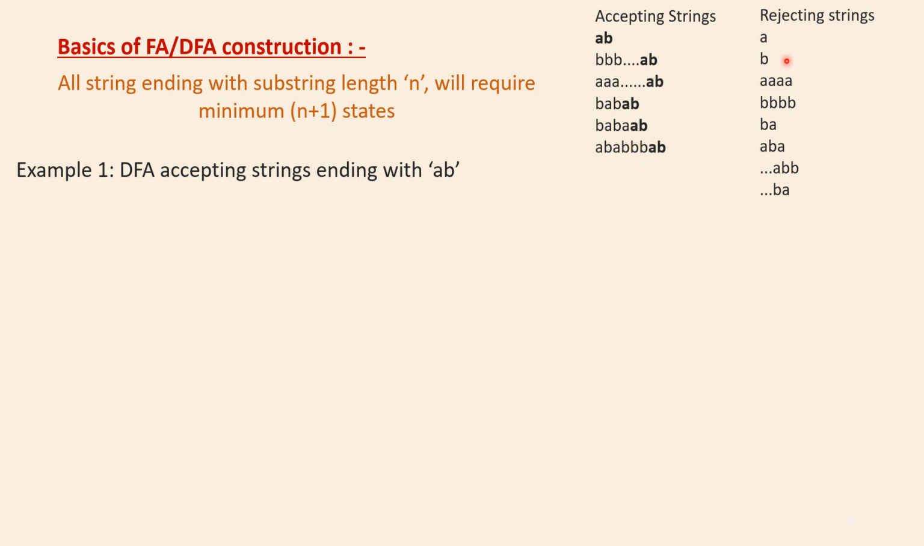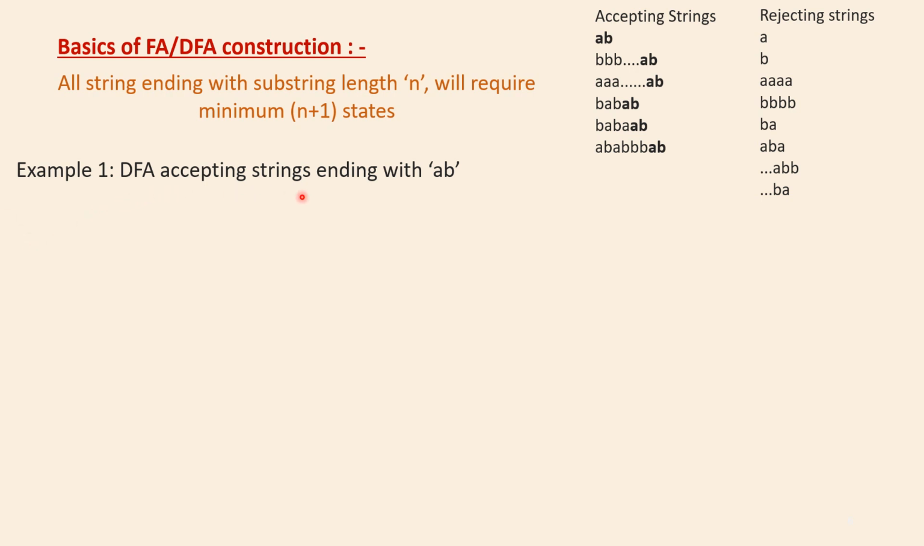What are the strings that the DFA should reject? If I only have A, or if I only have B, or if I have n number of only A's or n number of only B's, or if I have a combination of A's and B's where it does not end with AB, then these are the strings that the DFA should reject.